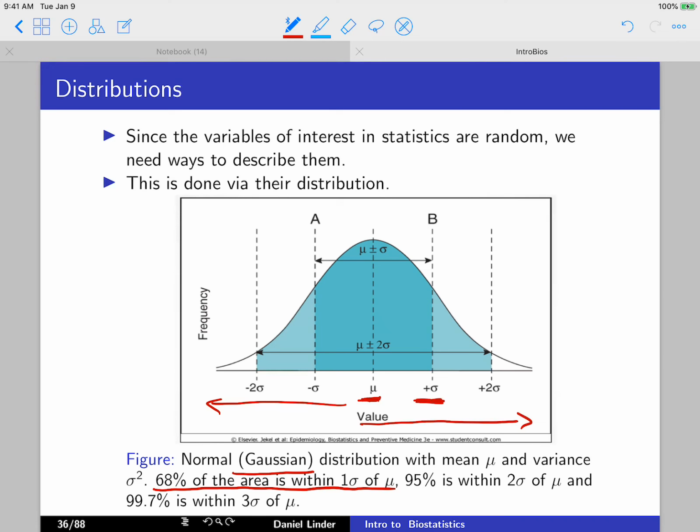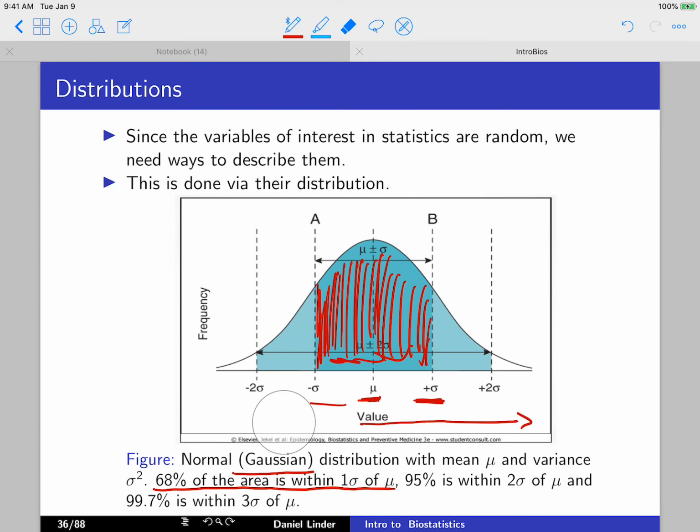So what does that mean? That means the area under this curve within 1 standard deviation of the mean is approximately 68% of the total area underneath the curve. So I'm going to shade in all that.